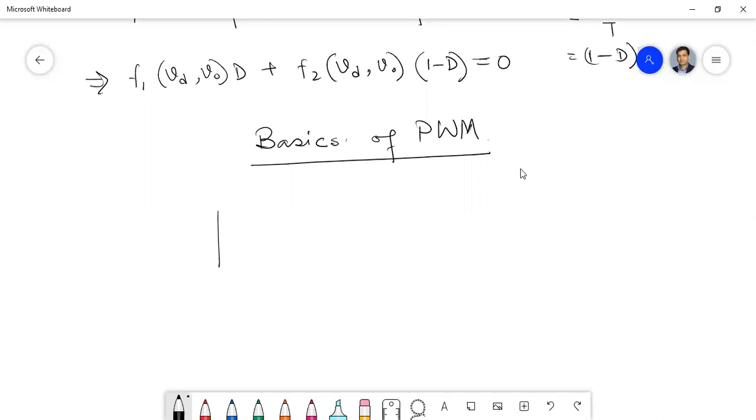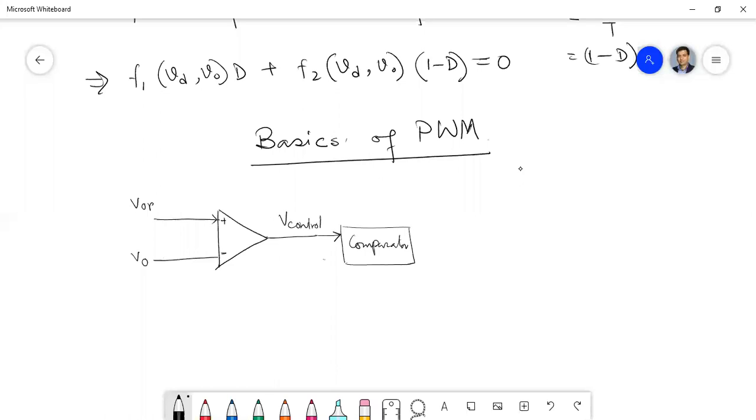Okay, so it's very simple. Let us draw first the schematic. Then I will discuss how we are implementing this. Here we have a comparator. This is the reference voltage, and this is the actual output voltage. Here we'll generate the control voltage. We'll feed this to another comparator, where we'll compare this control voltage with the carrier signal.